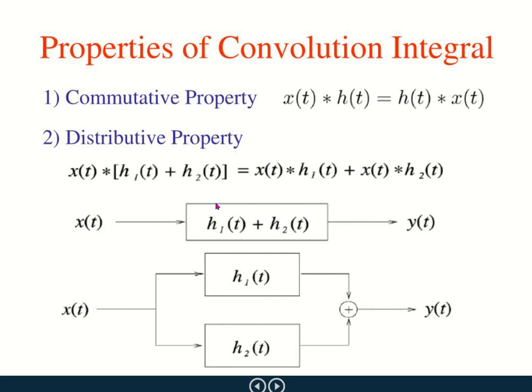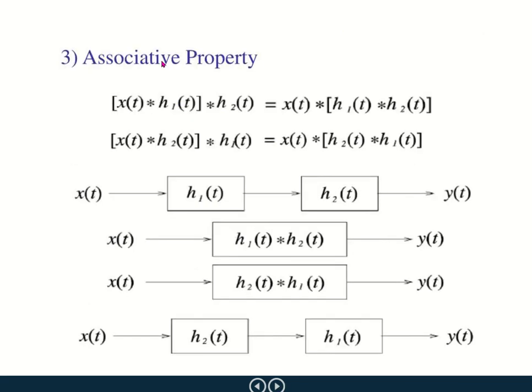This is equal to the two individual blocks h1 and h2 represented in parallel fashion and x given as input. So x will be convolved with h1 added to x convolved with h2, and this will lead to the output y. Then the third property is the associative property, where we have x convolved with h1 and then the convolution of these two terms will be convolved with h2. So this will result in x convolved with the convolution of h1 and h2.